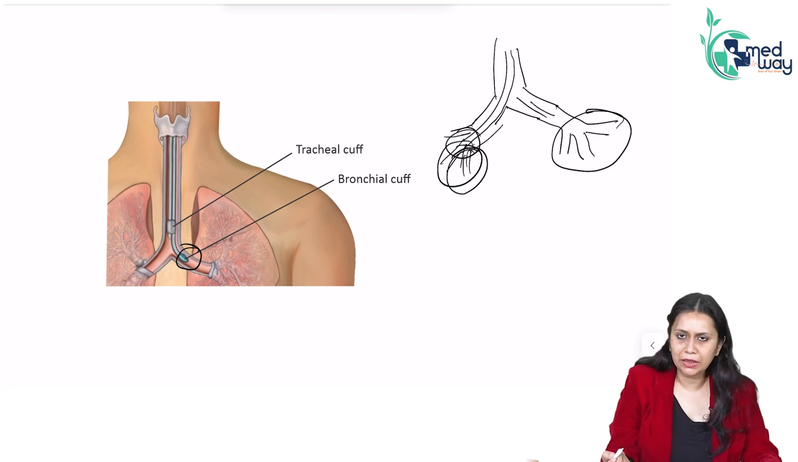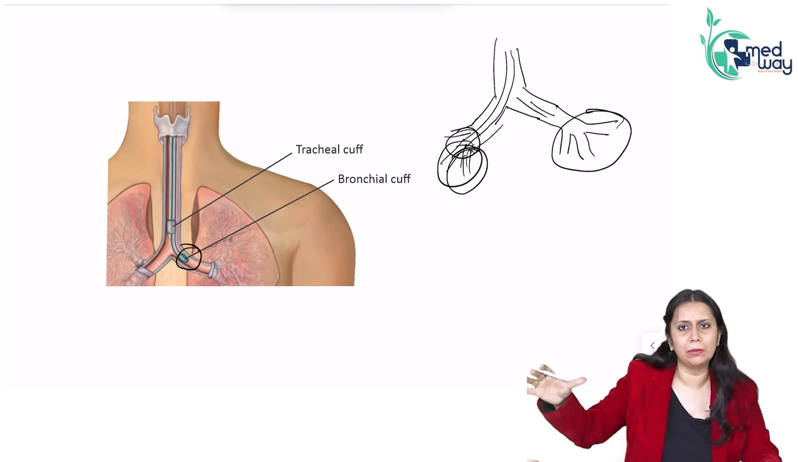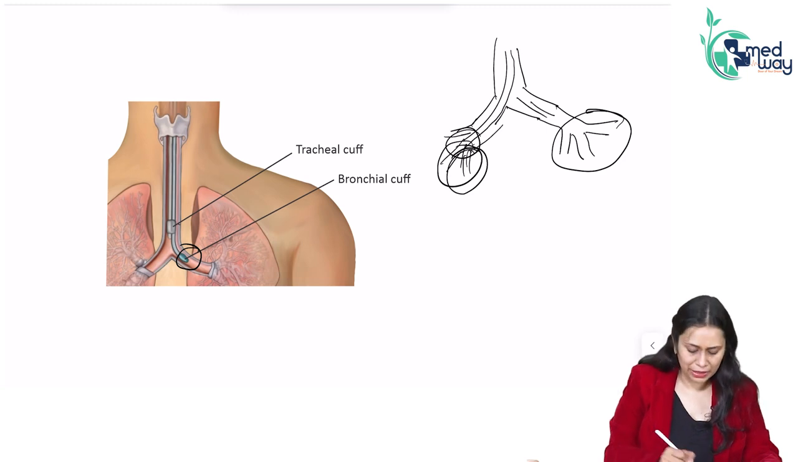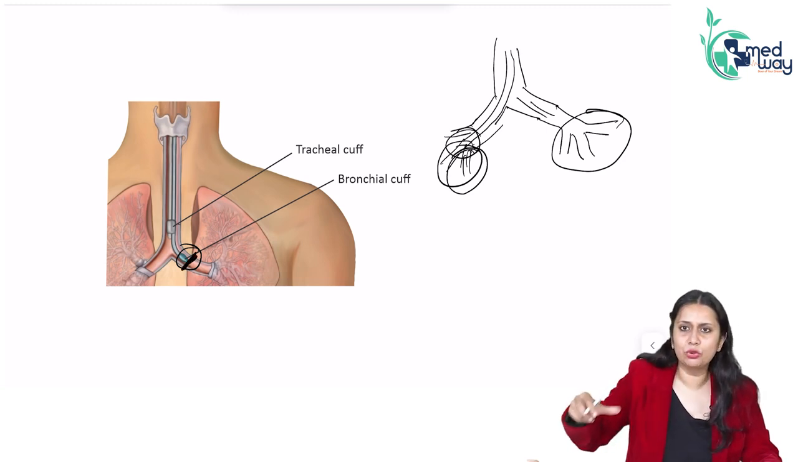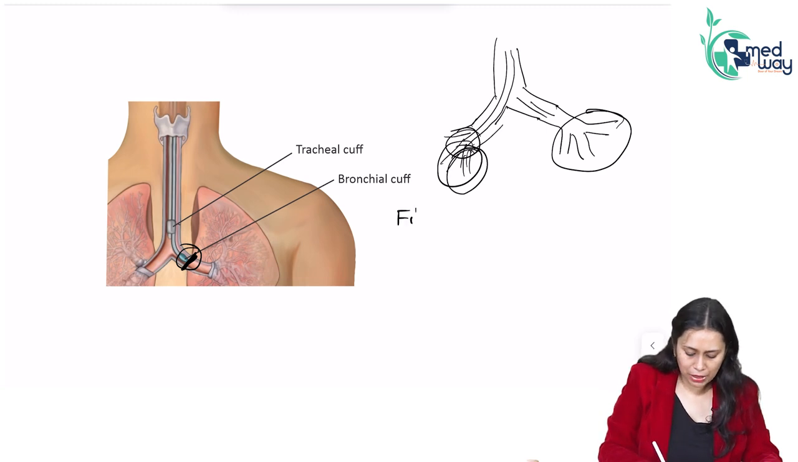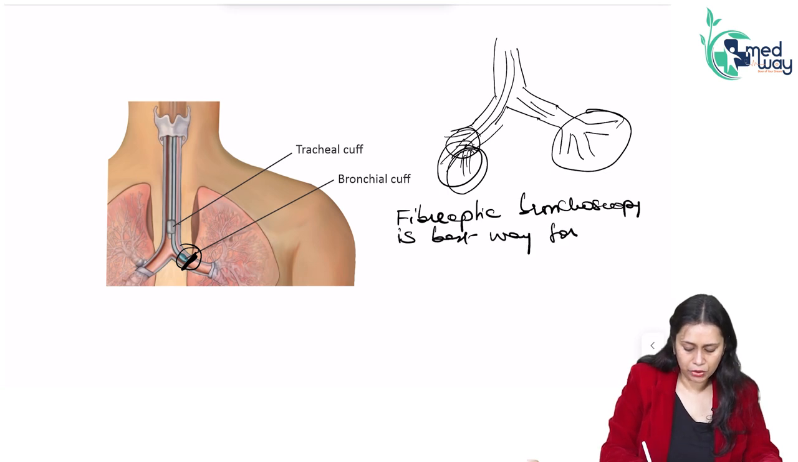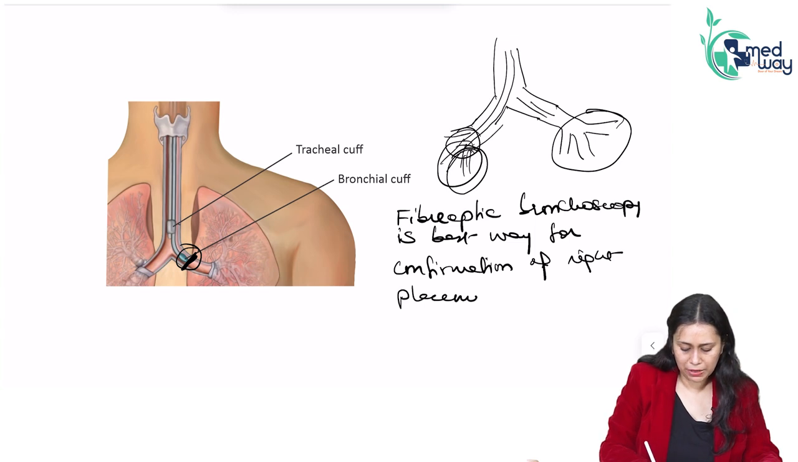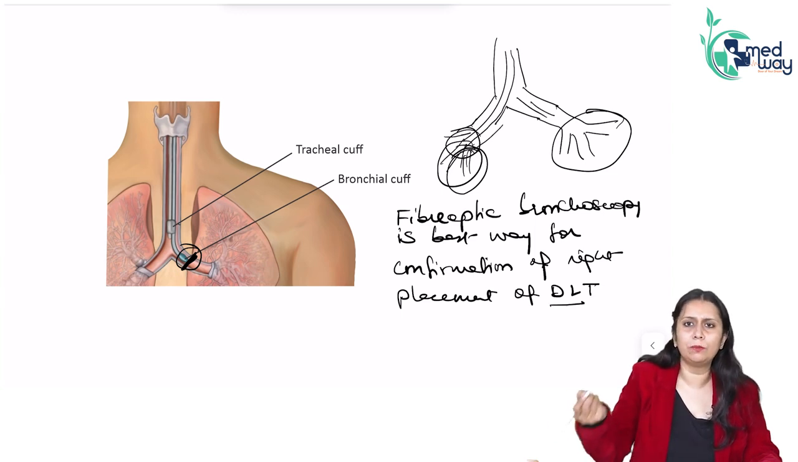So it is mandatory that whenever, especially when we are putting a right-sided double lumen tube, we do a fiber optic bronchoscopy and see the distal end of the tube. If it is too deep, we pull it. So fiber optic bronchoscopy is the best way for confirmation of right placement of the double lumen tube. You don't need fiber optic bronchoscopy for a normal tube, but for a double lumen tube it is mandatory. Okay, so this is the double lumen tube.